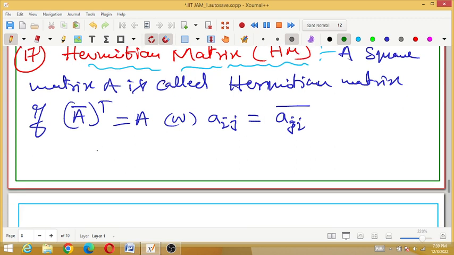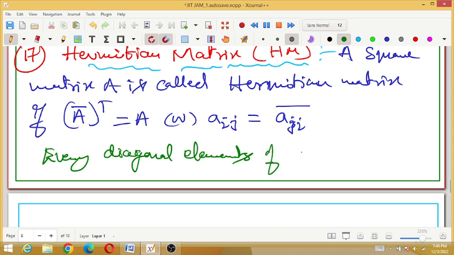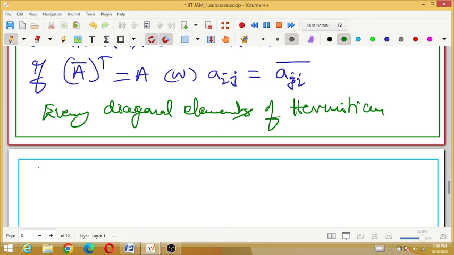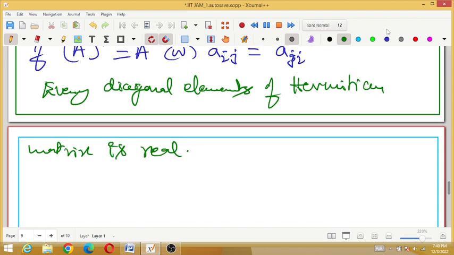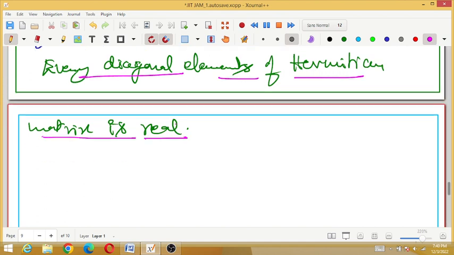Here in a Hermitian matrix, every diagonal element of a Hermitian matrix is real always. This is an important point. Every diagonal element of a Hermitian matrix is real.